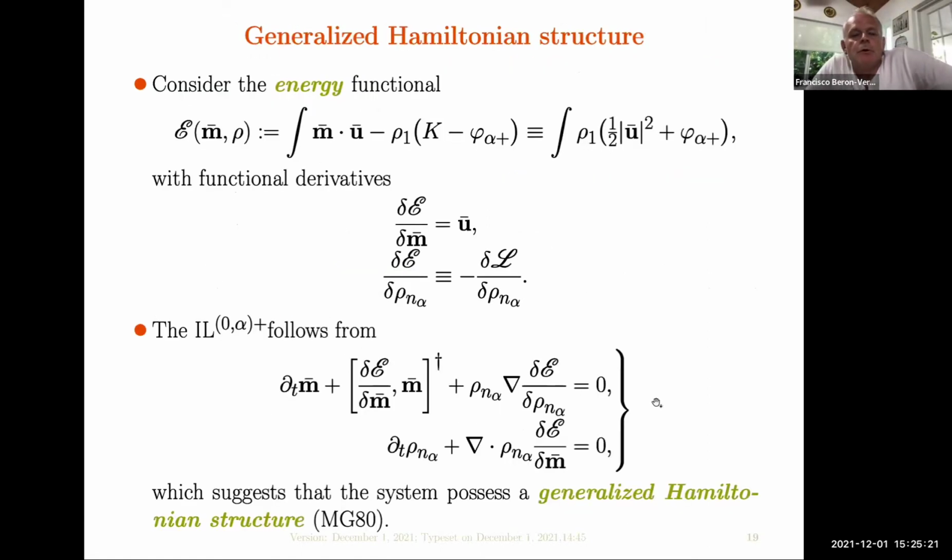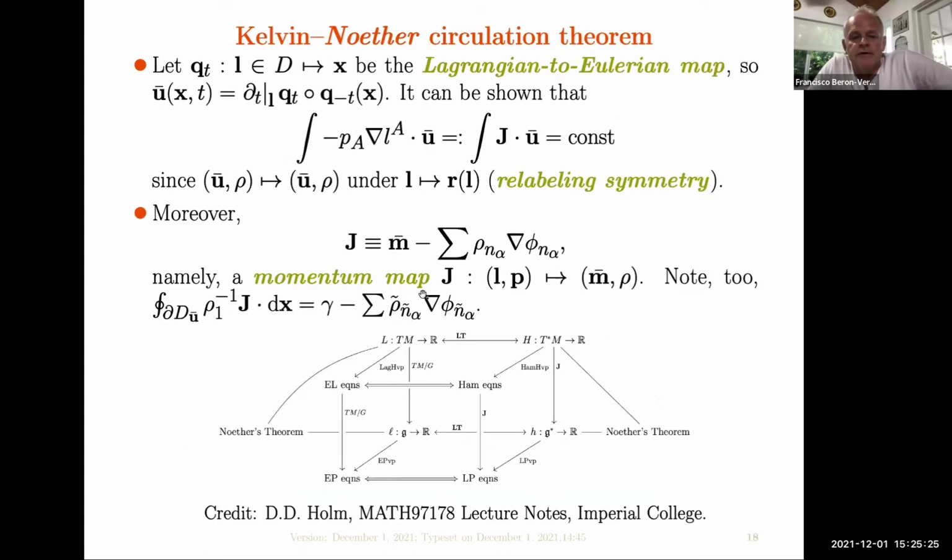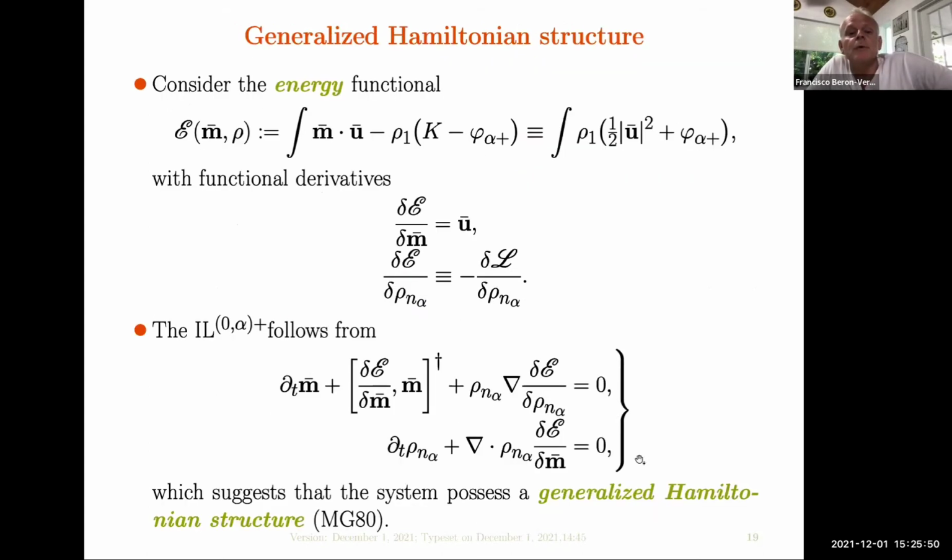Okay, so we were on this side, on the Lagrangian side of the description. I took this cartoon from Darryl Holm's lecture notes. This is the geometric mechanics framework for understanding dynamics. So we're on the Lagrangian side, and we can go to the Hamiltonian side by a Legendre transform. And this is what I'm doing here.